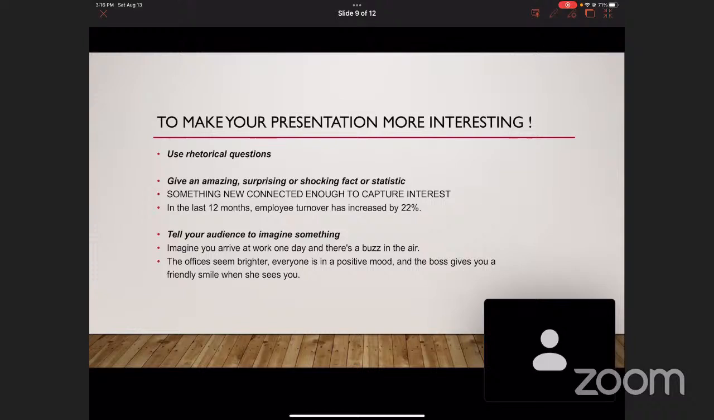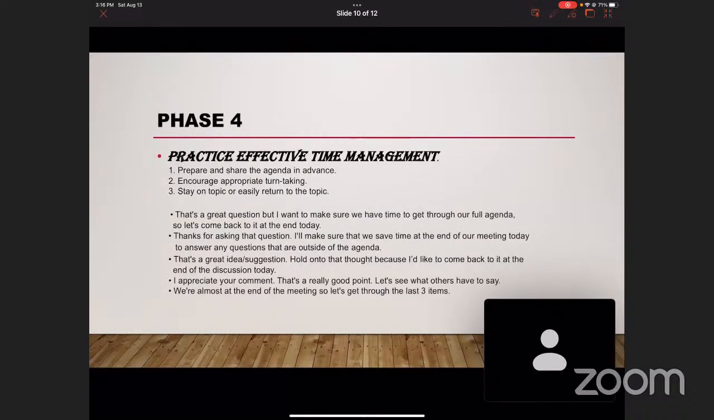As I said, they are first, to give an anecdote, which is a short story, and use a rhetorical question, give an amazing, surprising fact or statistic, and tell your audience to imagine something. And we will go to phase 4, which is practice effective time management. Prepare and share. This starts by preparing and sharing the agenda in advance.